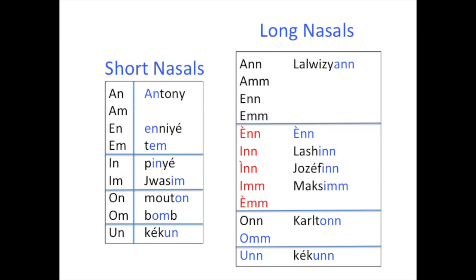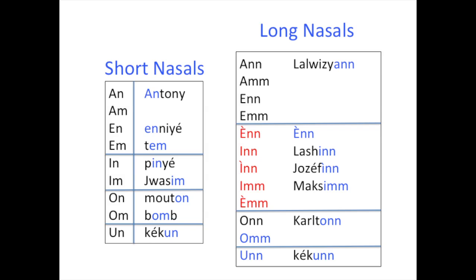And finally, we have the "un", U-N. And our example is quelqu'un. Quelqu'un is someone. It literally means someone, quelqu'un.